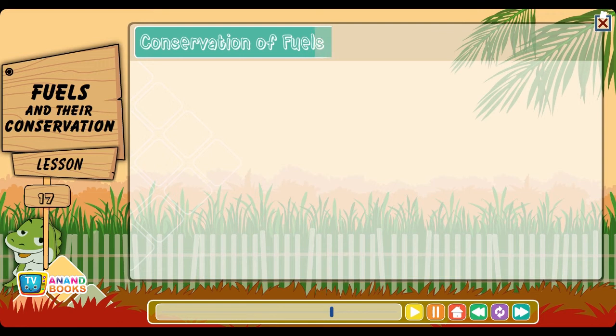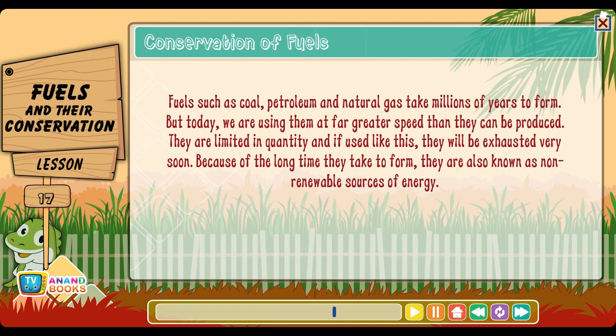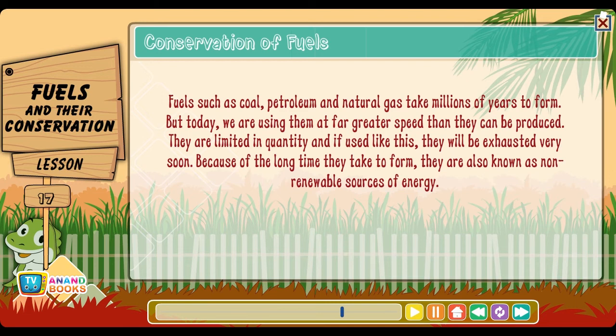Conservation of fuels. Fuels such as coal, petroleum and natural gas take millions of years to form. But today, we are using them at far greater speed than they can be produced. They are limited in quantity and if used like this, they will be exhausted very soon. Because of the long time they take to form, they are also known as non-renewable sources of energy.